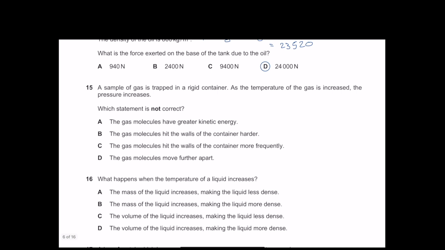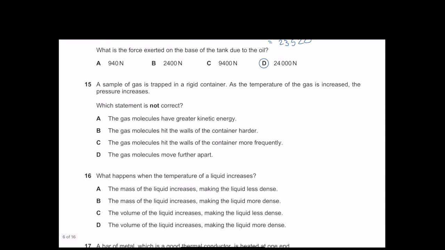Let's see question 15. In question 15, they said a sample of gas is trapped in a rigid container. As the temperature of the gas increases, the pressure increases. That's fine if the volume was constant. Trapped in a rigid container means the volume here is constant, so the pressure will increase by increasing the temperature. This is normal. Which statement is not correct? And they wrote not here in bold, so don't choose the right answer, because we have 3 answers. Maybe all of them are correct except one is wrong, and you need to choose that one which is wrong.